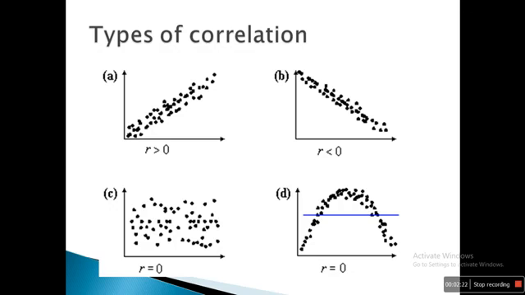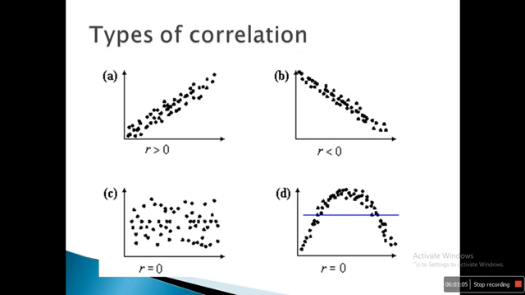In the first case, case A, the value of R is greater than 0. R denotes the correlation coefficient, and it being greater than 0 means there is a positive relationship between the two variables. In other words, if one variable increases, the other variable also increases. There are two variables on the x and y axis, and both are increasing, so they have a positive relationship, a direct impact of one variable on the other.